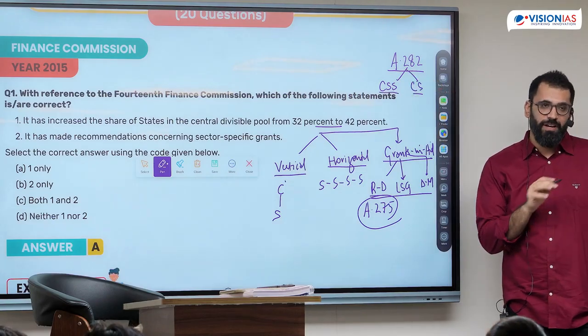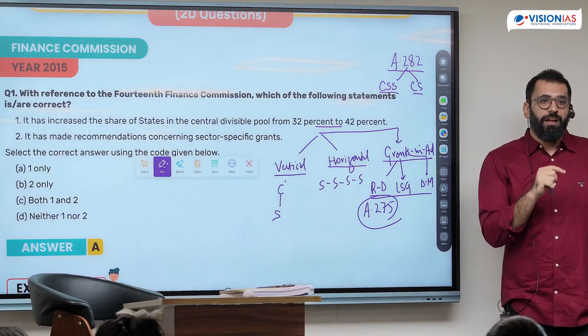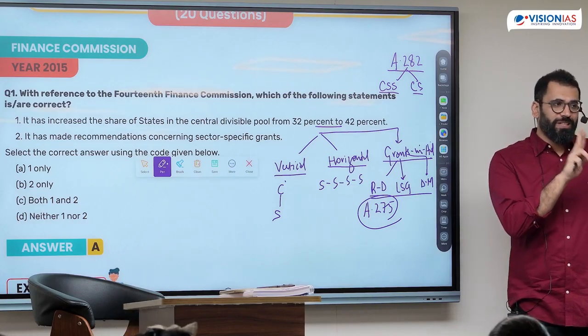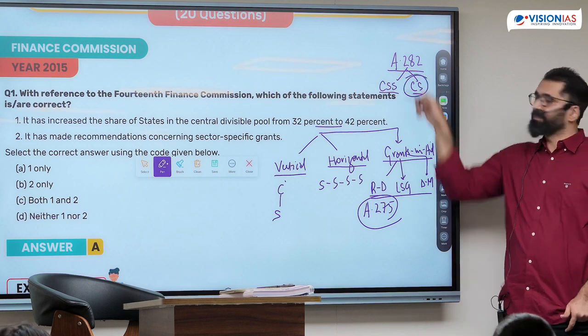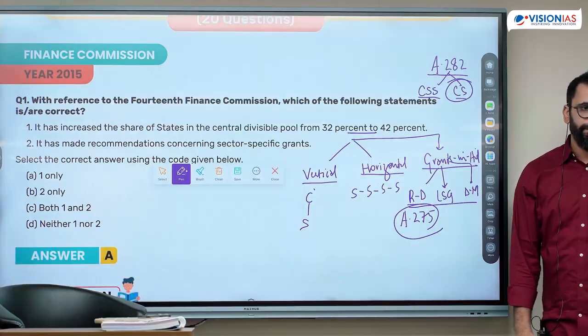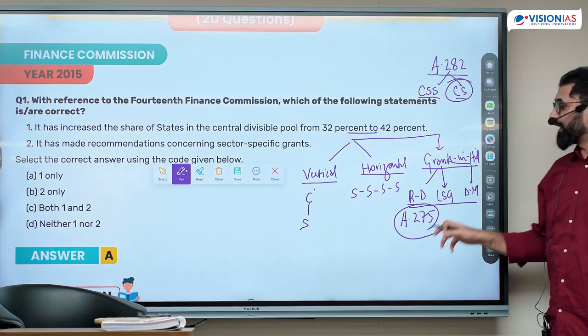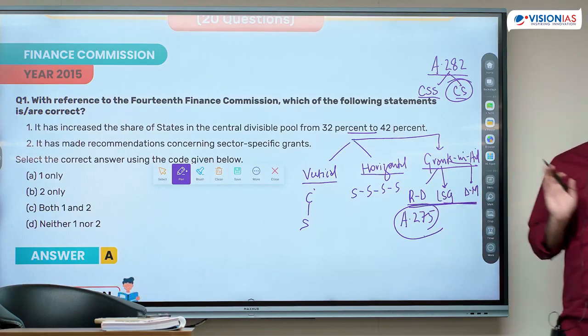If you've read something about the budget, there have been a number of schemes being implemented in 2 states, Andhra Pradesh and Bihar. All of them are central sector. Grants in Article 275. Now, these 3 every Finance Commission gives.